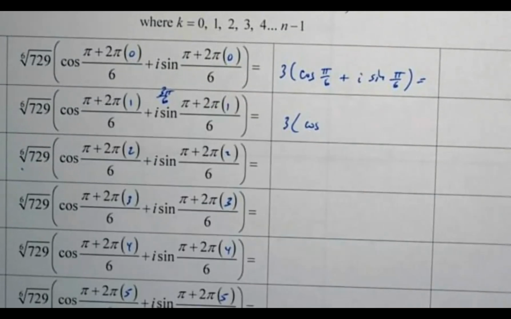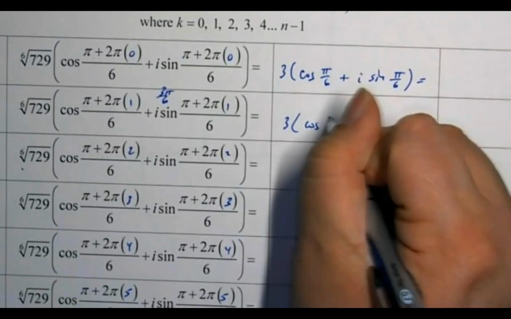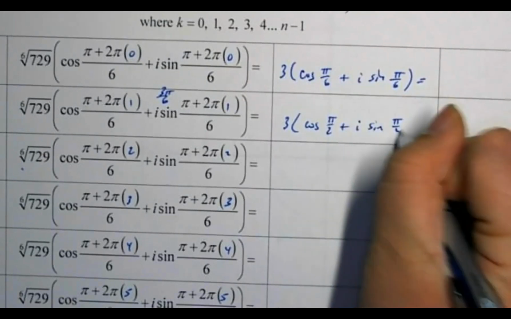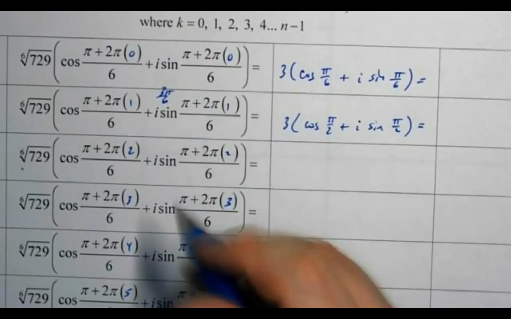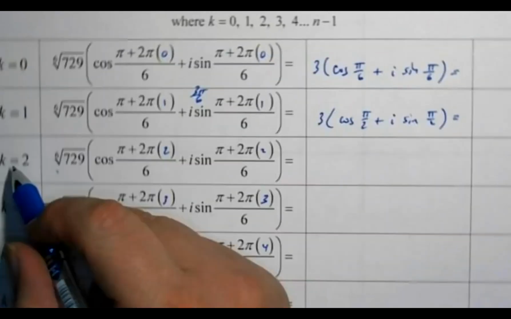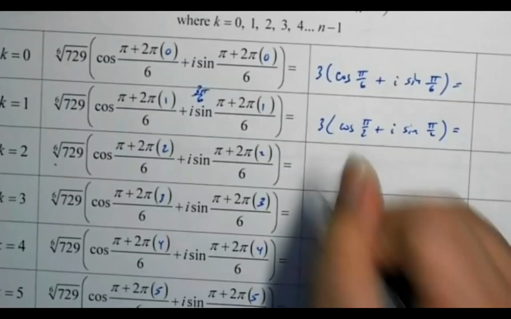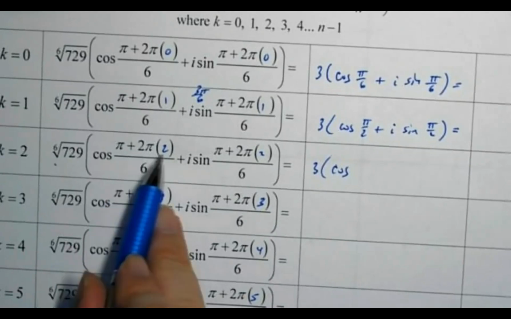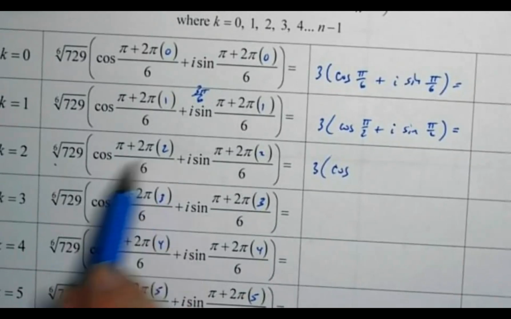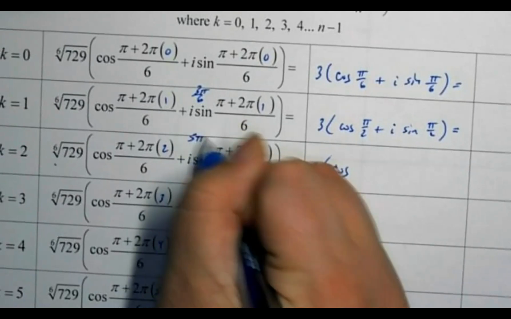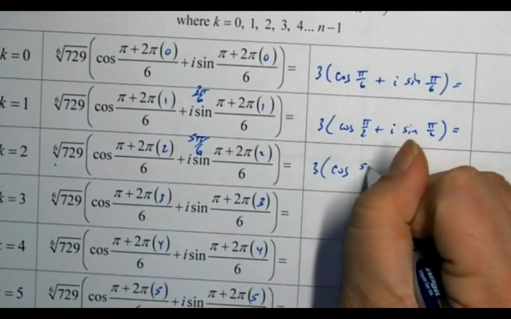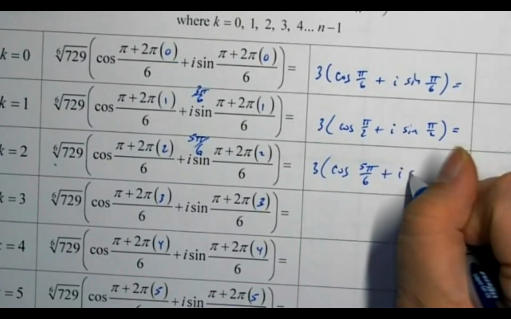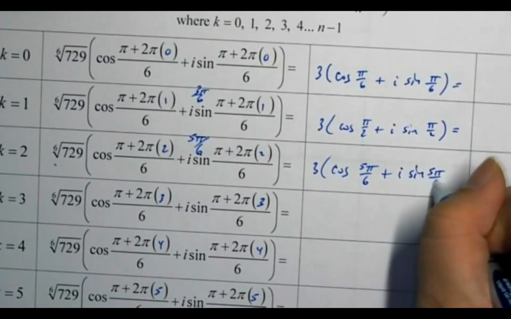And 3 pi over 6 is pi over 2. So that's pi over 2 plus i sine pi over 2. When k equals 2, I have 3 times the cosine of 2 pi times 2, which is 4 pi. 4 pi plus 5... is 5 pi. This is 5 pi over 6. 5 pi over 6 plus i sine 5 pi over 6.